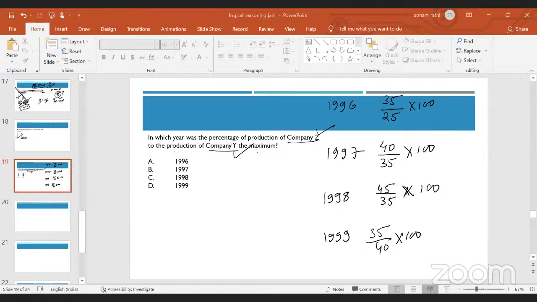Okay, do the calculation. 35 upon 25 into 100, that is 140. 40 upon 35 into 100, 104.29. 45 upon 35, 128.57. And 1999, 87.5%. So which one is the maximum? Which one is the maximum?